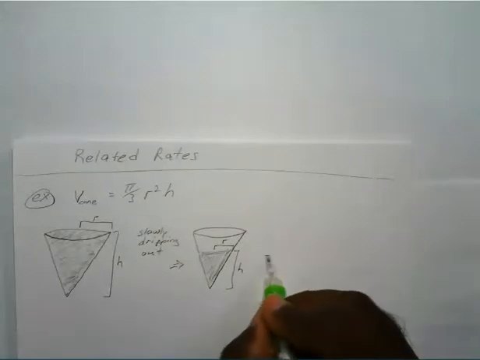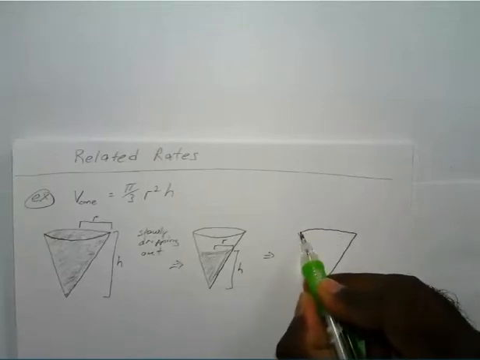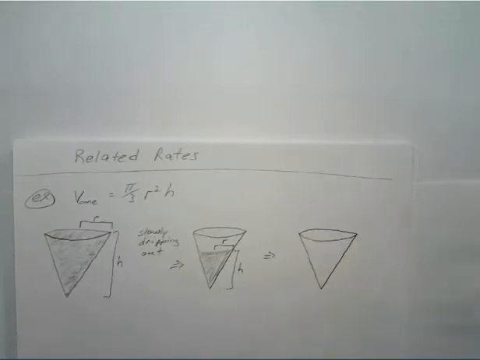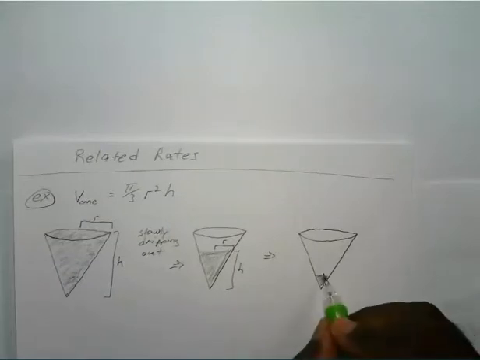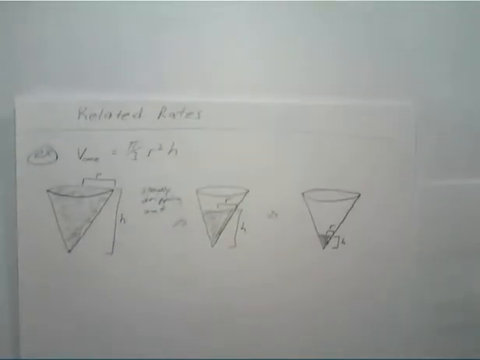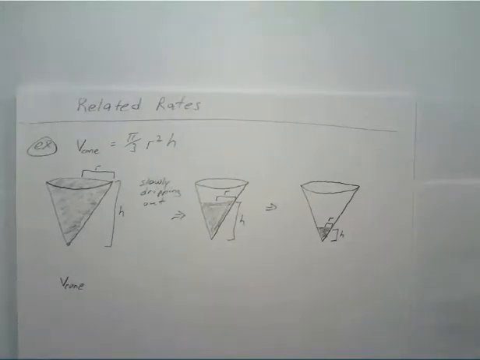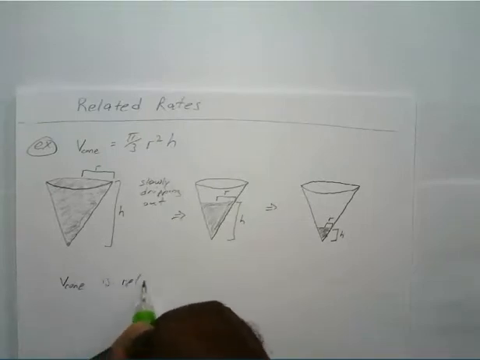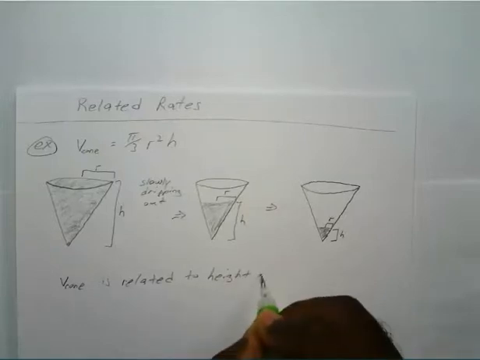Okay, so let's say it's dripping out a little bit more. Let's say over time it's dripping out to be about down there. Okay, so now your radius and your height have changed even more. So the volume of the liquid in the cone is related to the height and the radius.